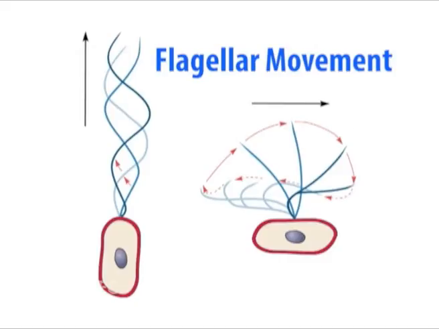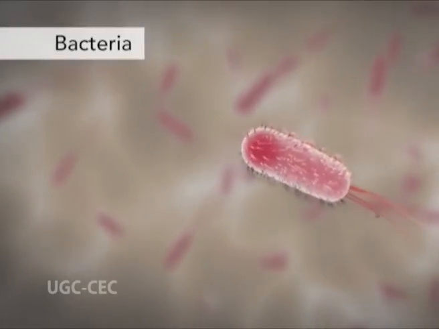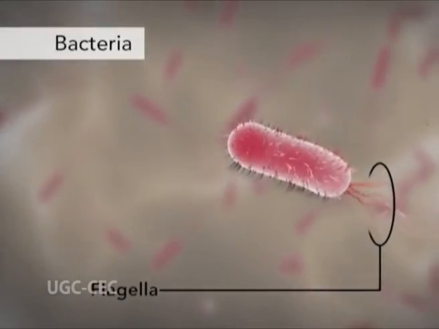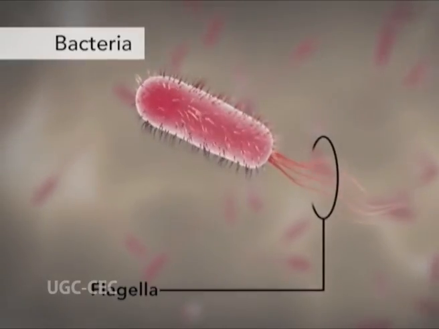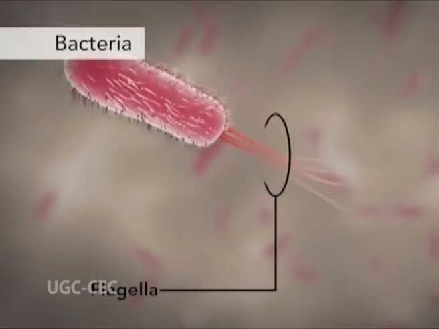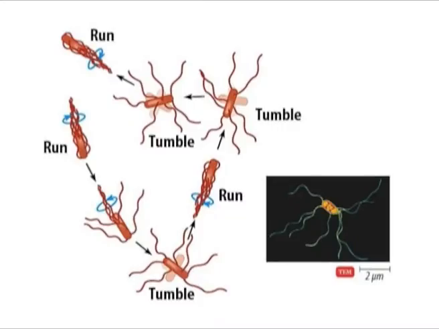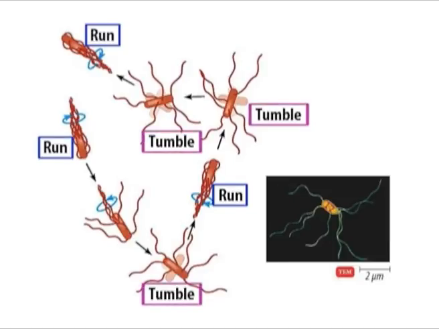The hook and helical structure of the flagellum cause the flagellum to act as a propeller. As the flagellum rotates, it spins the body in the opposite direction and pushes the bacterium in a forward direction. Counterclockwise rotation causes forward motion called a run, and a clockwise rotation disrupts forward motion, resulting in a tumble.